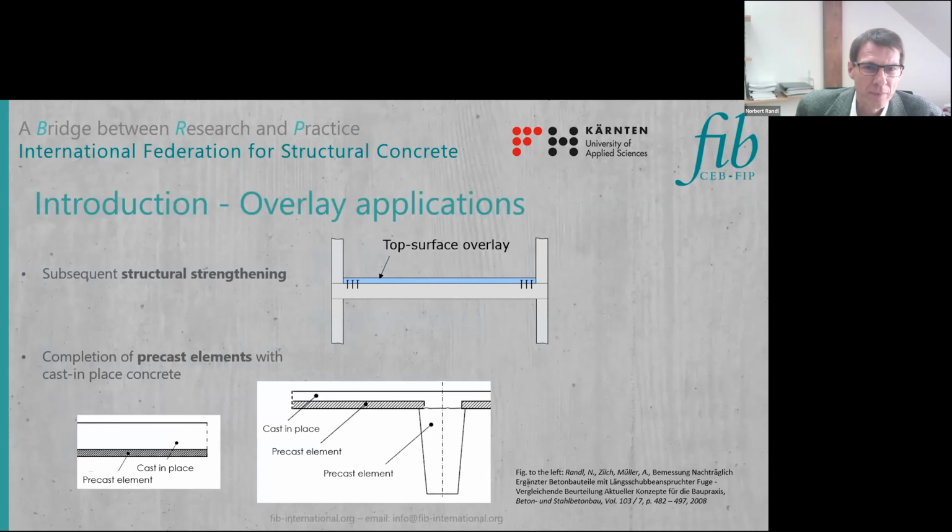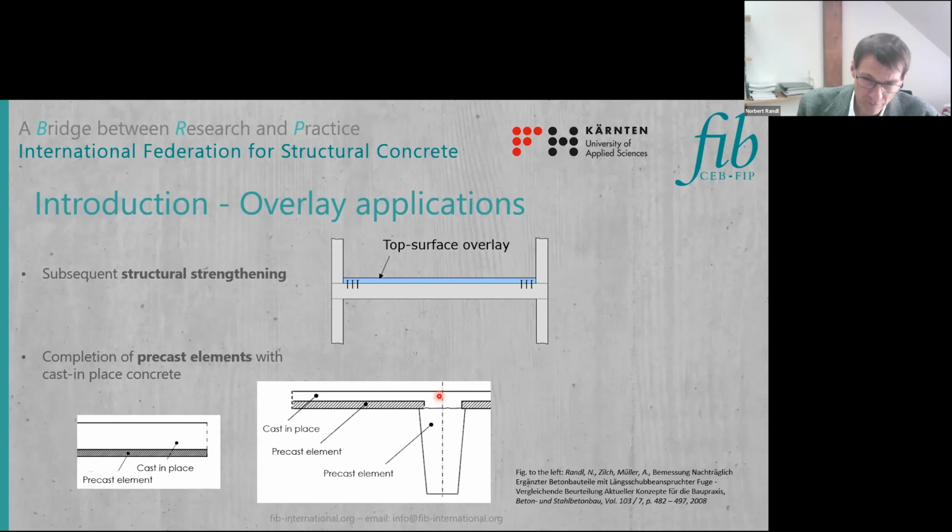You can see here typical overlay applications. First of all, subsequent structural strengthening. In that case, the top surface overlay, which is, of course, the easiest way to place such overlay. But another topic we frequently meet is the completion of precast elements with cast-in-place concrete. This is a very similar topic to subsequent structural strengthening.